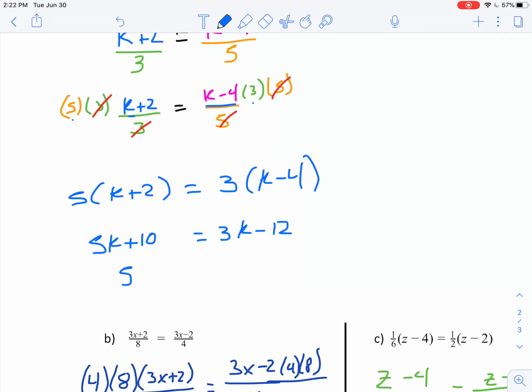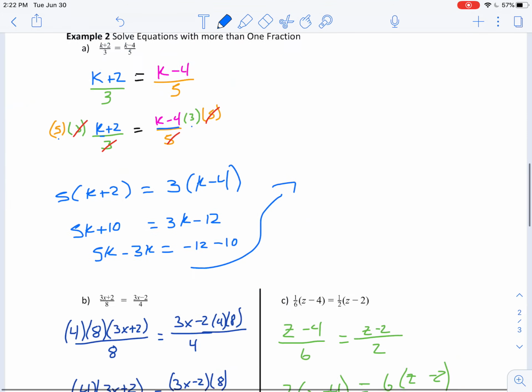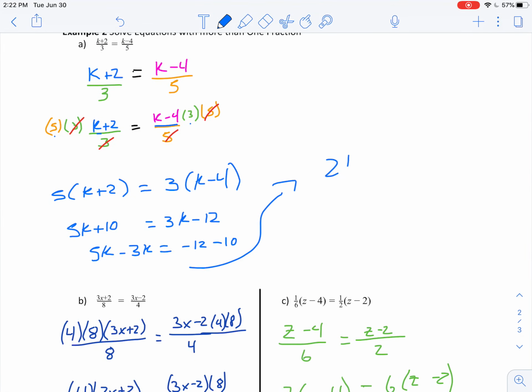Then I have 5k minus 3k. I'm collecting my variables on one side. And then I have negative 12 minus 10. And then I'm going to end up getting, zoom out a bit, 2k is equal to, well, negative 12 minus 10 gives me negative 22. I then divide both sides by 2 to isolate for k. K is a value of negative 11.